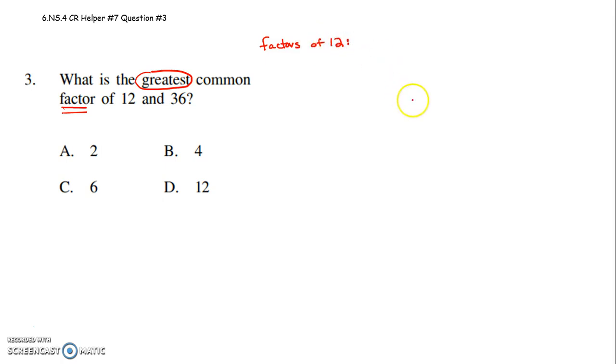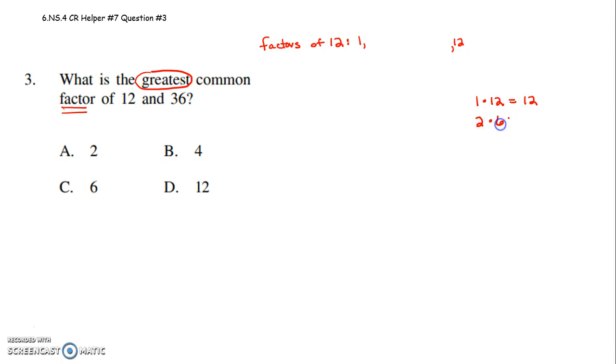I'll show you another method in a minute because I know some of you like to use Venn diagrams for this. But I'm going to first write out the factors of 12. So how do we find the factors of 12? They're going to be two numbers that multiply together to get 12. So 1 times 12 is 12, so 1 and 12 are two factors of 12.